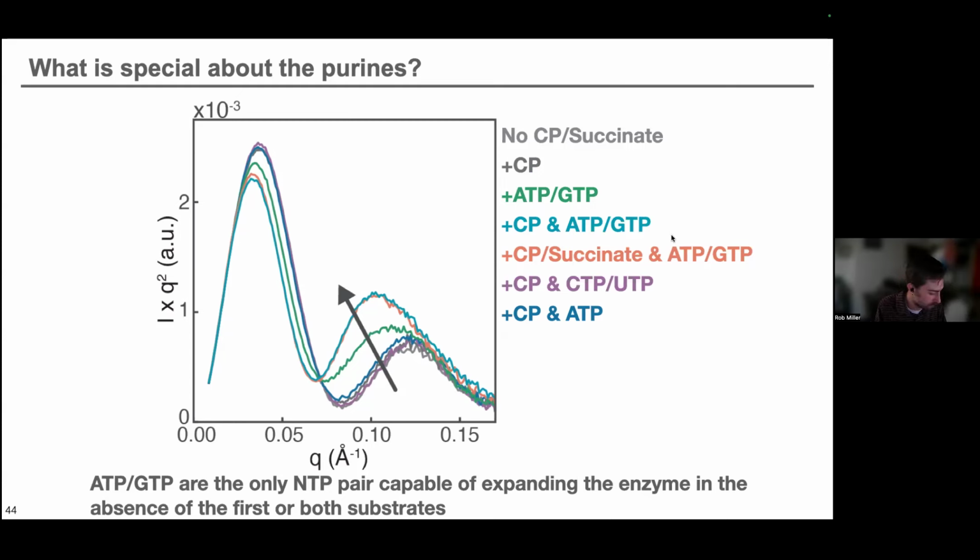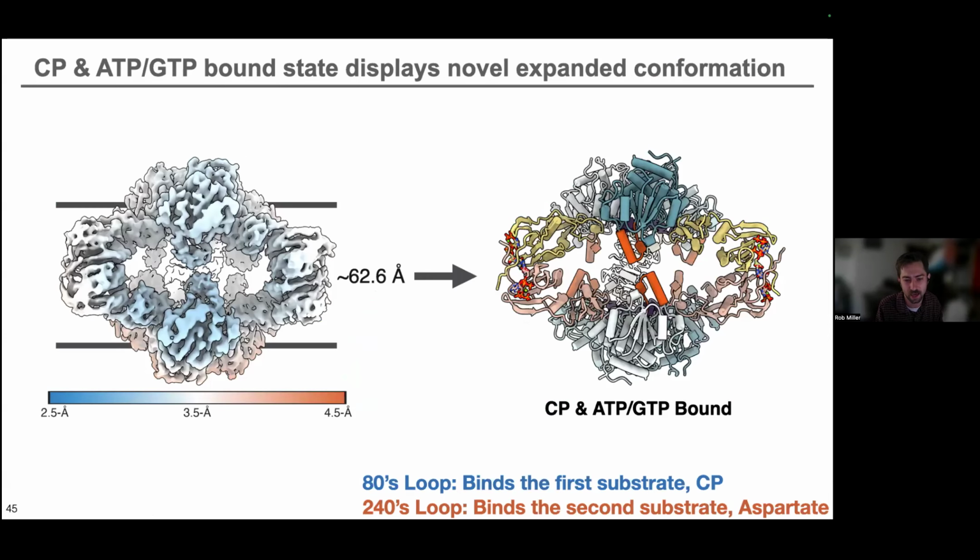So once again, we performed a little bit of screening on our Arctica and then sent our grids out to NCCAT and collected a relatively large particle stack. And I could tell even as the 2D classes were coming in that we indeed had solved an expanded R state-like conformation, which was much more clear as we were able to obtain our 3D reconstruction, where of course we saw that the enzyme was indeed expanded in the absence of both substrates. So in the case of this state, it's only bound to ATP and GTP at the face of these regulatory domains and its first substrate, carbamoyl phosphate, but it is expanded in this enzymatically active R state.